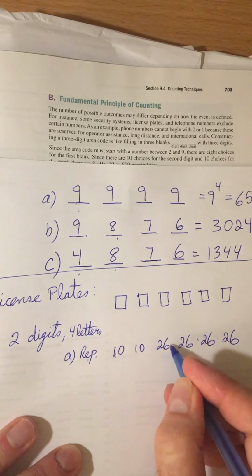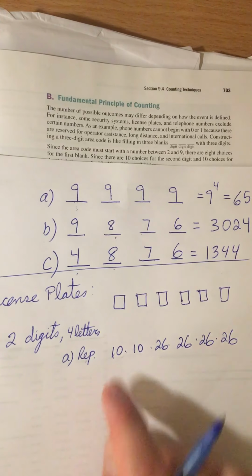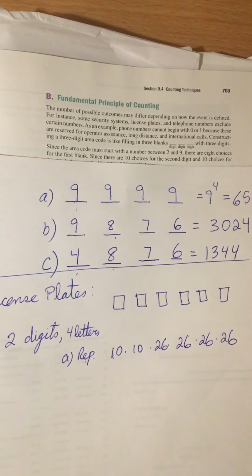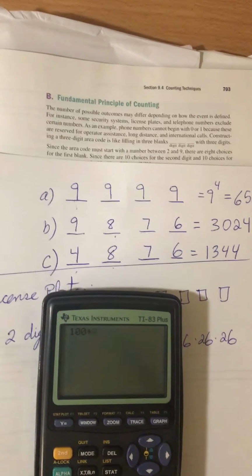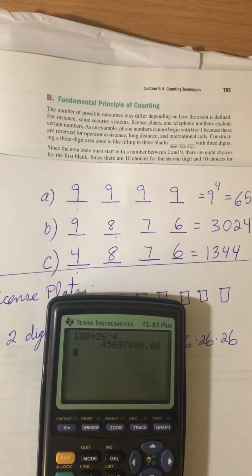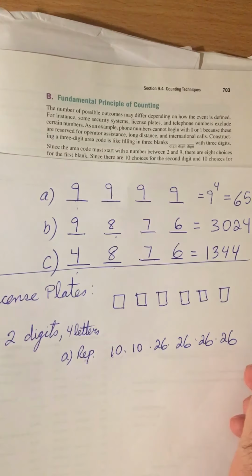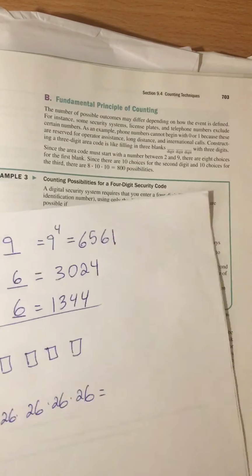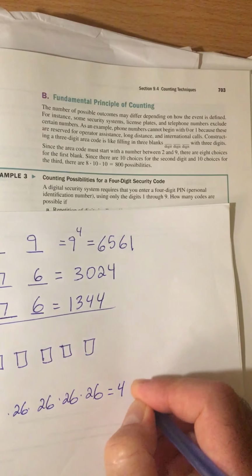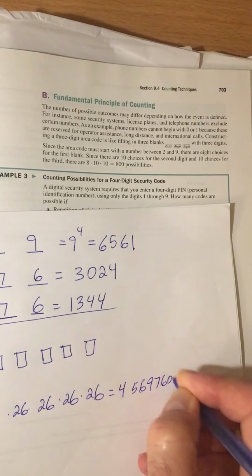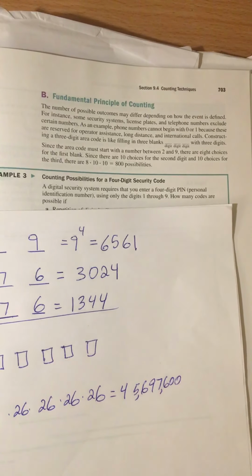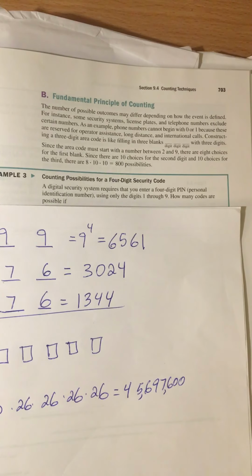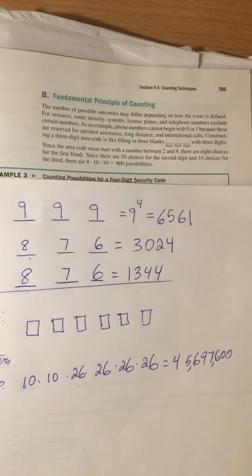So 2 digits, 4 letters, and you multiply all of these. So that's 10 times 10, 100, times 26 to the power of 4. So that's big. So you can have 45,695,600 different license plates. Much more than the population of the state of California. Hopefully we don't have that many cars.